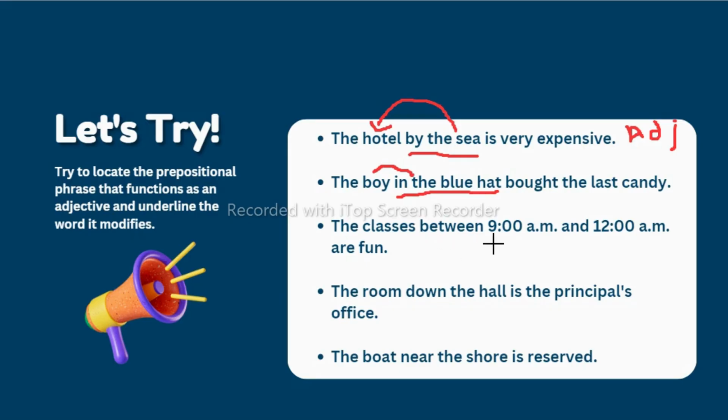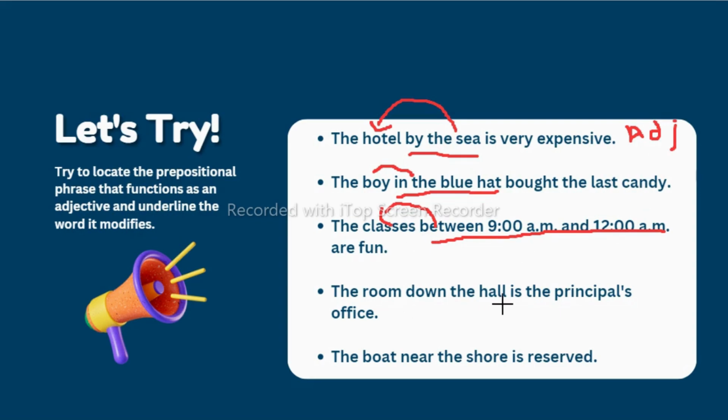Now, the classes between 9 a.m. and 12 a.m. are fun. Here, between is a preposition, and 9 a.m. and 12 a.m. together form the object, so it's your prepositional phrase. Now, between 9 a.m. and 12 a.m., what? The classes. So again it's a noun. So that's why it's an adjectival prepositional phrase. First you have to see the prepositional phrase and ask what it is talking about, which part of speech, either noun or pronoun. If it's talking about a noun or pronoun, then it's your adjectival prepositional phrase.